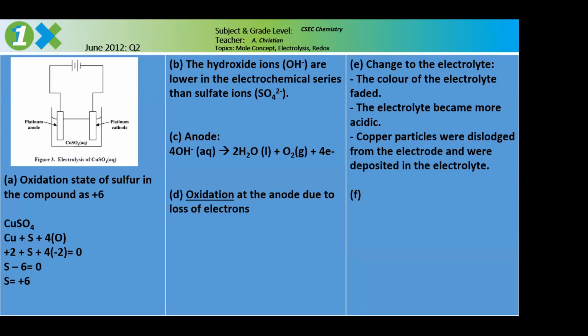And it will become acidic because the hydrogen that is in surplus will now react with the sulfate to form sulfuric acid. And the copper particles are now dislodged there because it splits with the sulfate. So it is now receiving electrons to become solid copper.